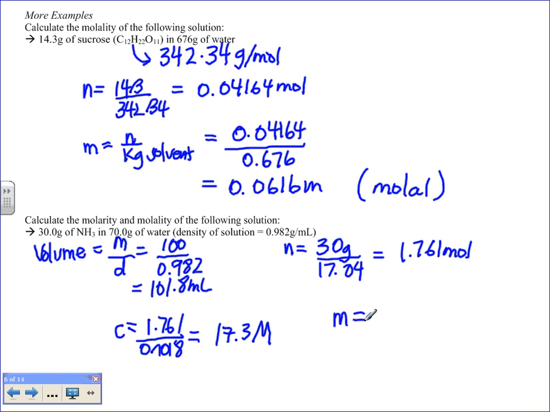For the molality, it's the moles of the solute, 1.761, divided by the kilograms of solvent, which is 0.07, because I've got 70 grams of water. So the molality of this solution is 25.2. You're going to see that we use molality when we study solutions and the properties of freezing point depression and boiling point elevation, which will be our next lesson.